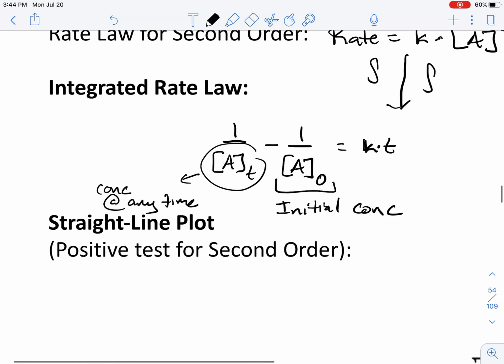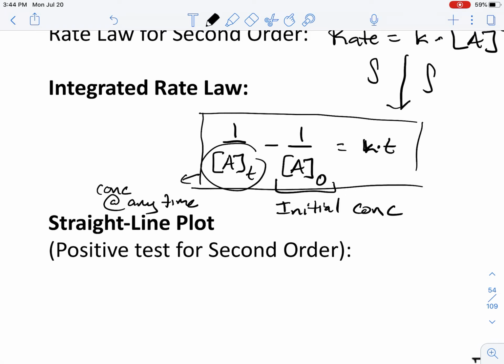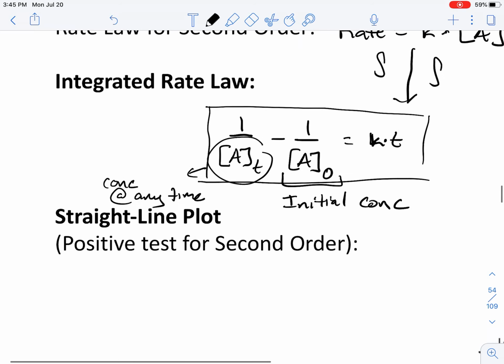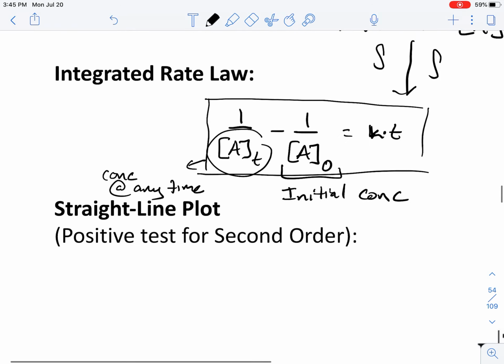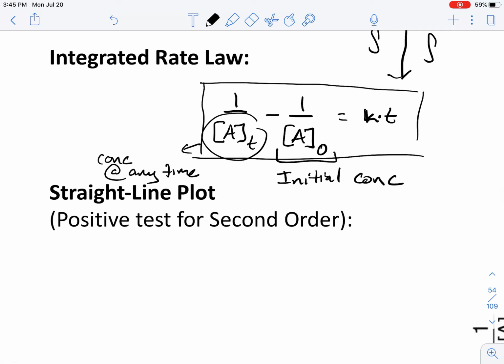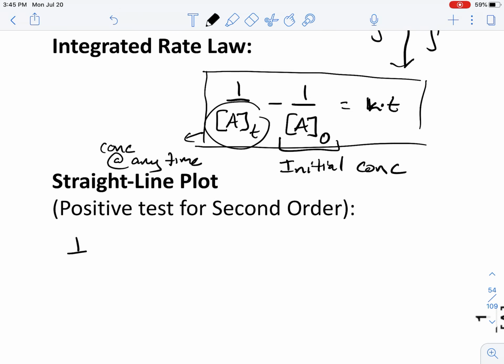And so you guys can go ahead and use this form for working through word problems, etc. Now, if you wanted to confirm whether or not the chemical reaction is undergoing second order kinetics, we need to go ahead and move some terms around such that 1 over A sub t, let's see here, I'll just go ahead and rewrite this.